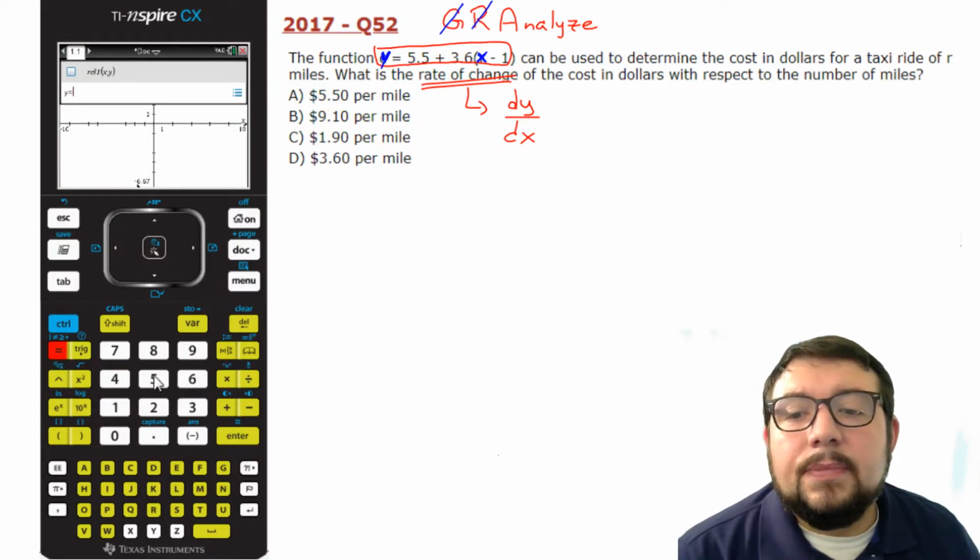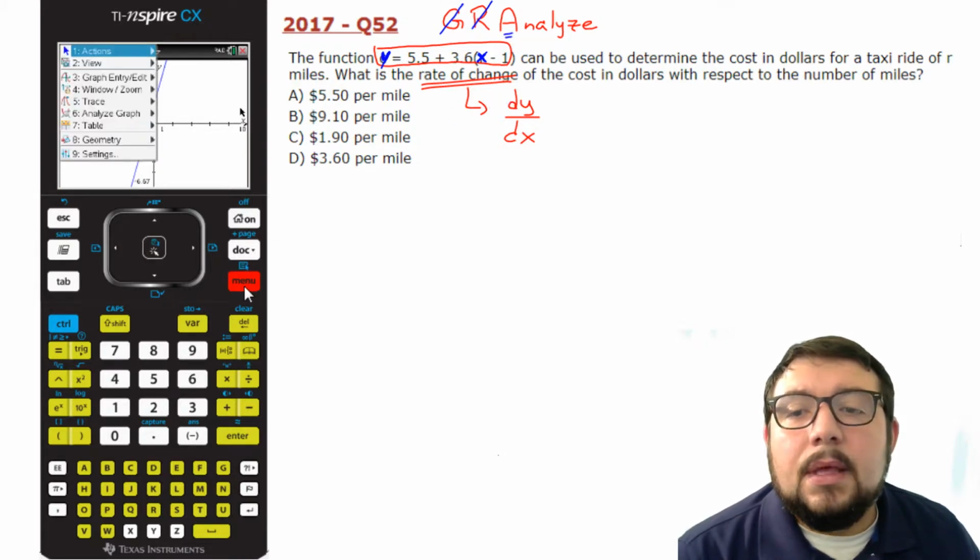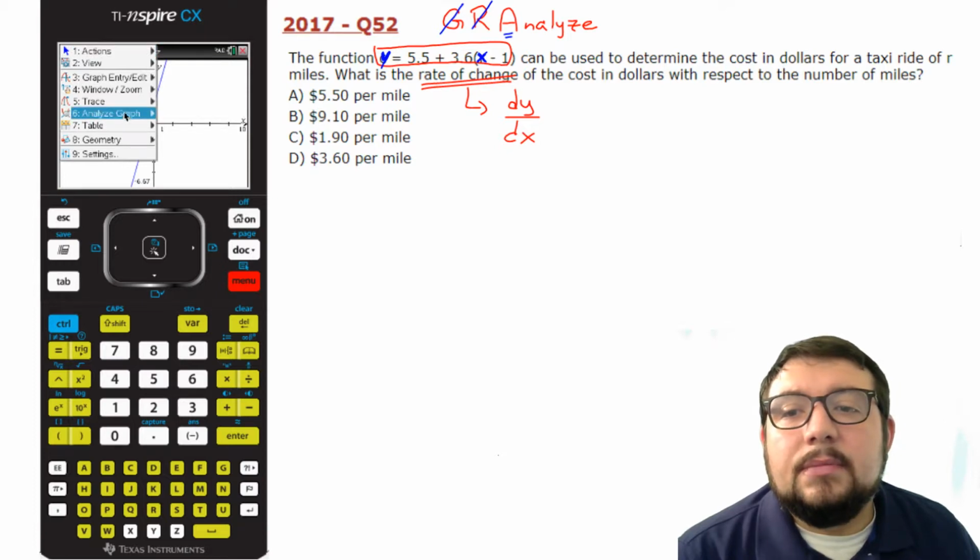Y equals 5.5 plus 3.6 parentheses X minus 1 parentheses, and press enter. And there I have my graph. Now that I have the graph, I can analyze it. So that's the A. Push menu, and there's the word analyze right there on number 6.